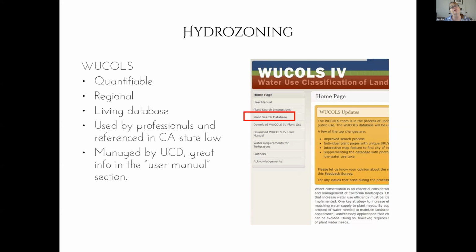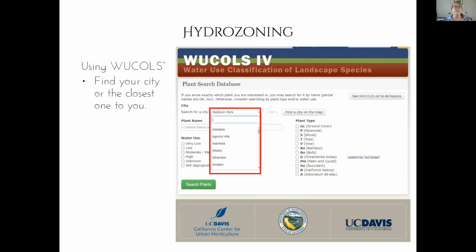And if you look on this image here, the user manual right under the word homepage, that's where you go for instructions. There's instructions for how to search it. It's got all kinds of wonderful background material. So this is managed by UC Davis. They've got all their stuff is explained in there. And so just Google WUCOLS and you'll find it.